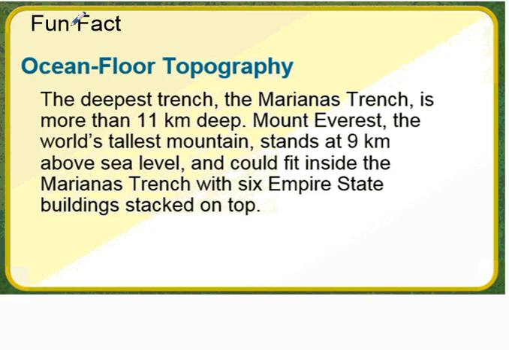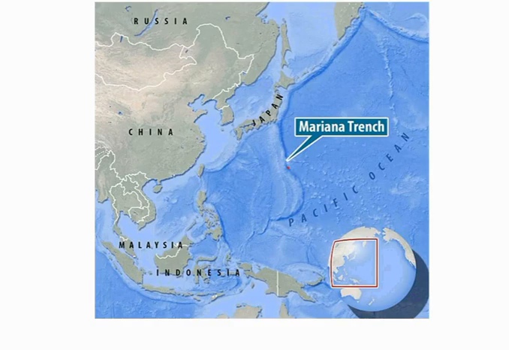Fun fact, yay, fun fact time. In case you were curious, the Marianas Trench is the deepest place on the planet. It's also, if you are a Transformers fan, in the second movie, when they put Megatron at the bottom of the ocean, this is where they put him. Obviously, spoiler alert, Megatron doesn't stay down there, but it was a nice try by humans. It is more than 11 kilometers deep. Mount Everest, the world's tallest mountain, stands at 9 kilometers above sea level and could fit inside the Marianas Trench with 6 Empire State Buildings stacked on top of it.